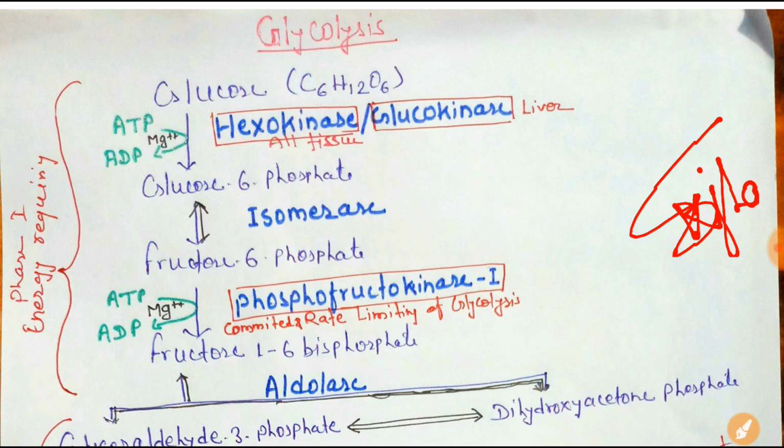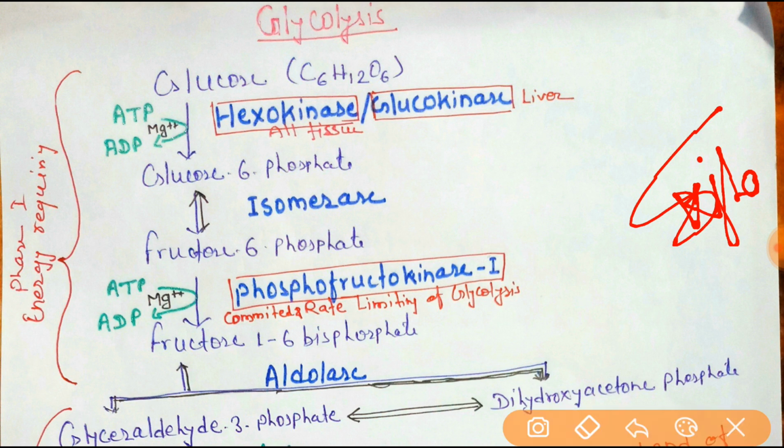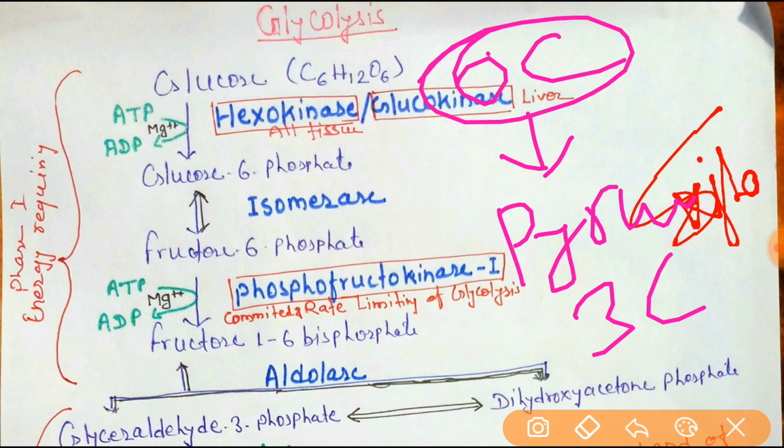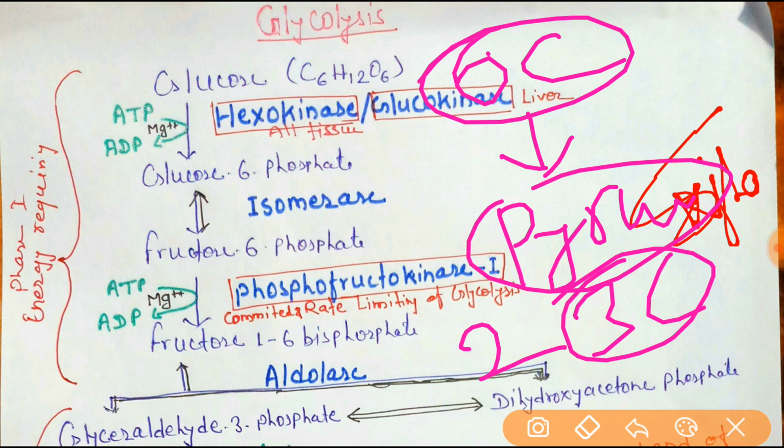Start with glycolysis. Glucose is a 6 carbon atom compound, and the final product is pyruvate, which is a 3 carbon atom compound. That means the 6 carbon compound is converted into 3 carbon compounds. One glucose gives 2 molecules of pyruvate.